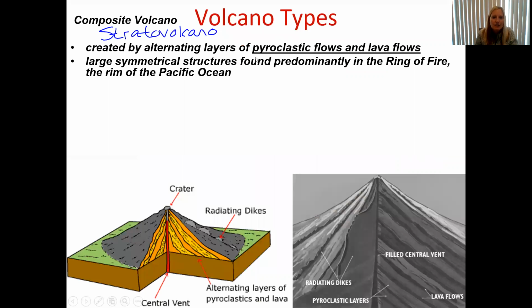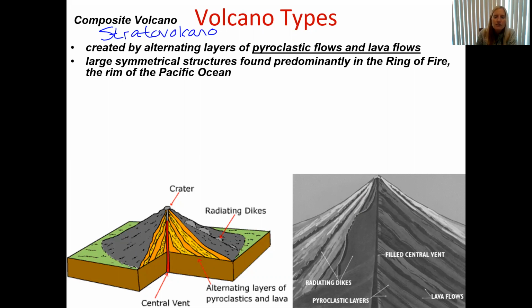All right, and then lastly, we have the composite volcano, also known as a stratovolcano. So we know that strata means layers. So we had layers in the other volcanoes as well, but they were strictly layers of lava flows for shield volcanoes and strictly layers of pyroclastic materials for our cinder cone volcanoes. With a composite volcano, we're talking about alternating layers. So we're going to have both: some lava flow, some pyroclastic materials, some lava flow, some pyroclastic materials. So that's why we call it a composite volcano. We're putting the two together.